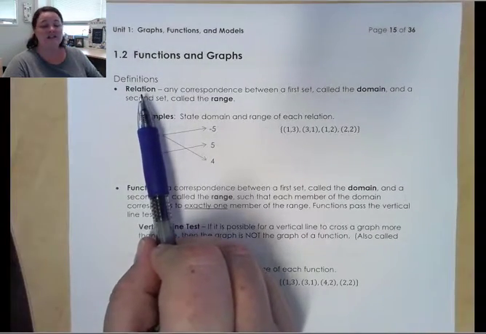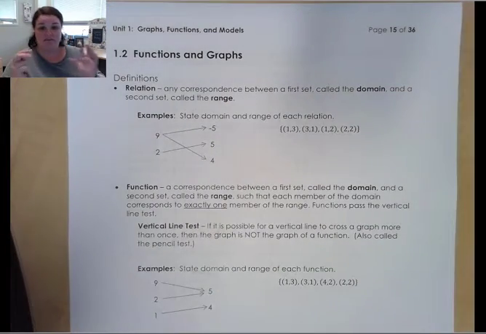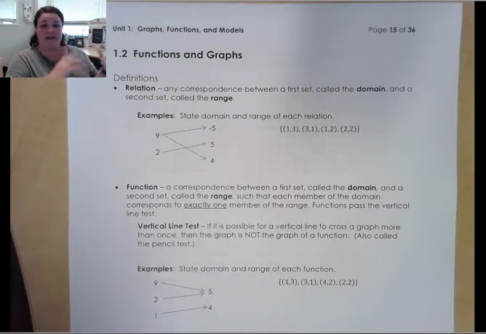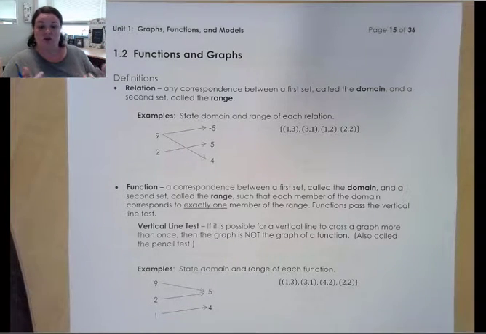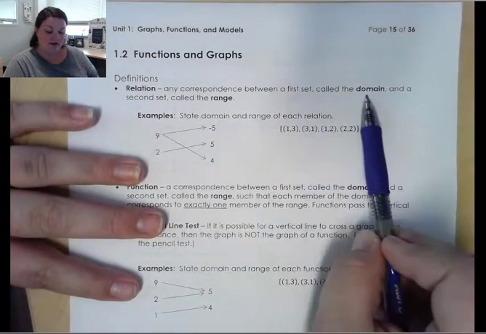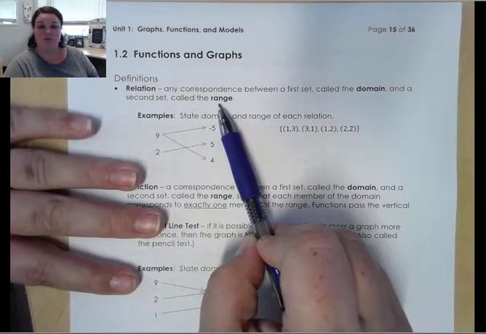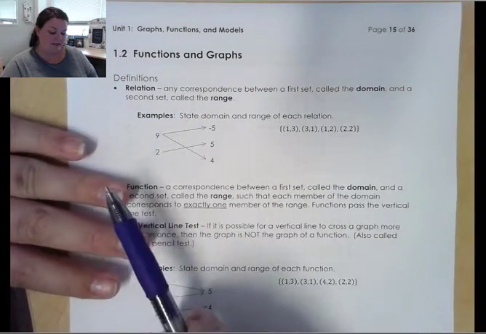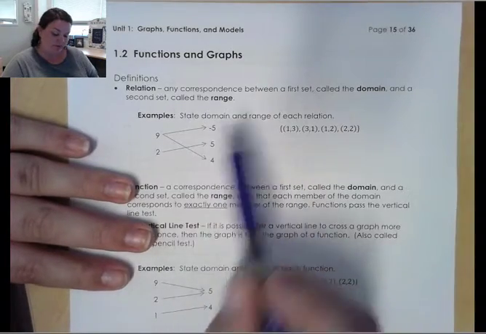A function is different from a relation because it has an added stipulation. A relation has no stipulation. It's just any correspondence between a first set of items and an output set of items. So an input and an output, or X's and Y's, or any type of relationship between two things could be called a relation, right? The set of inputs is what we call our domain, and the set of outputs is what we call our range.